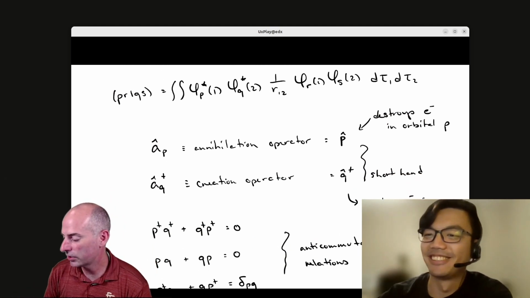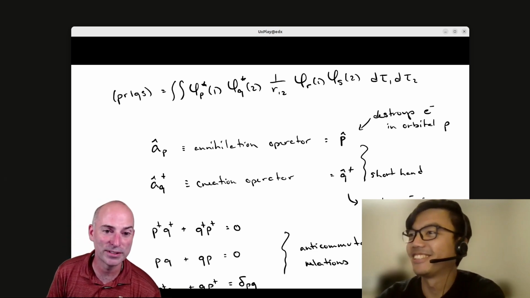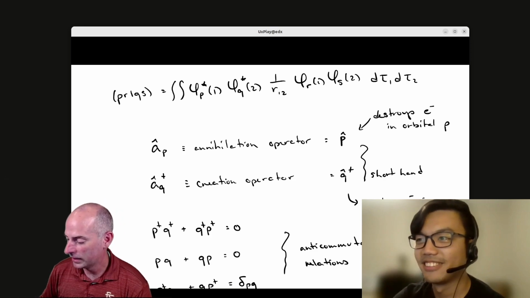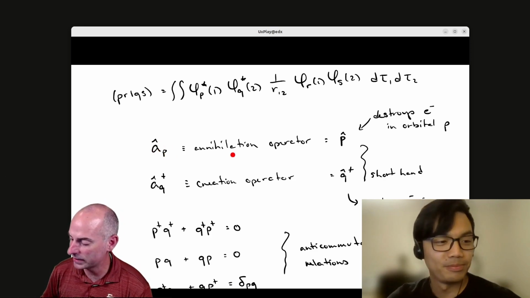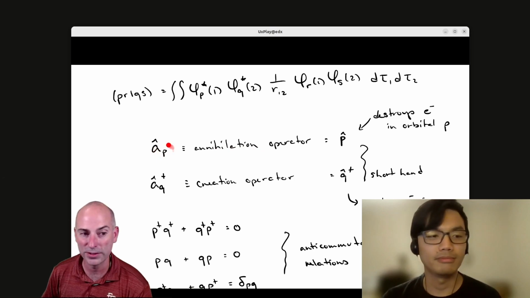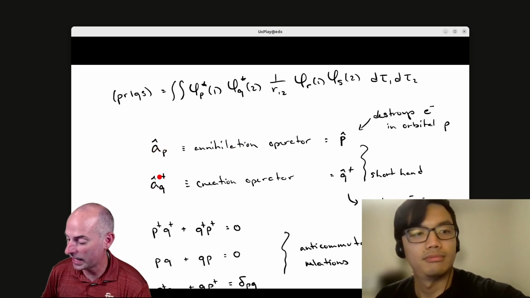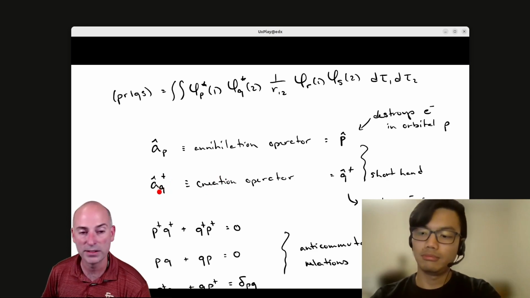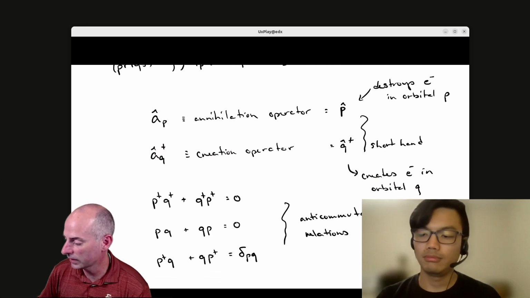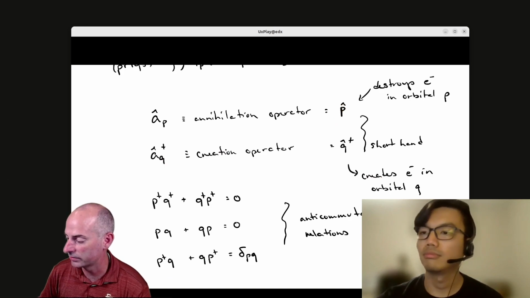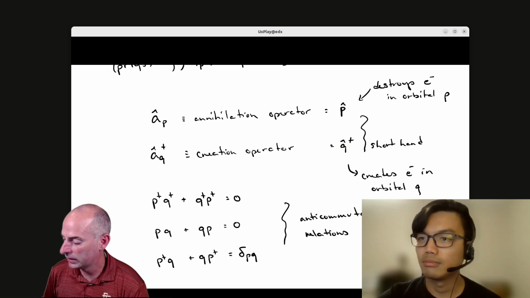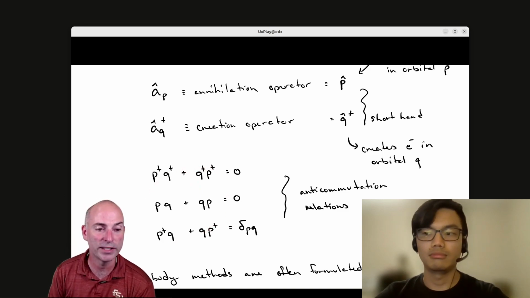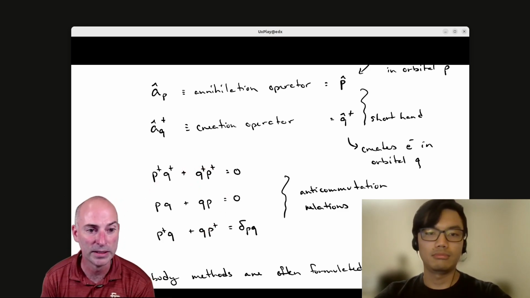Okay. So the notation I use is different than Stephen's, so if he has any notes, they're going to look different than mine. So that's a bummer. This A hat with a little p is an annihilation operator that destroys an electron in orbital p. This A hat with a dagger, the plus sign here, is a creation operator. It creates an electron in orbital q. This is a shorthand I can use. I could just use the letter p and p dagger. These operators satisfy some very nice properties that let us write down wave functions in terms of them easily.